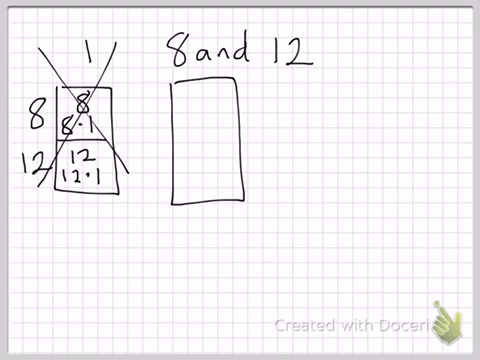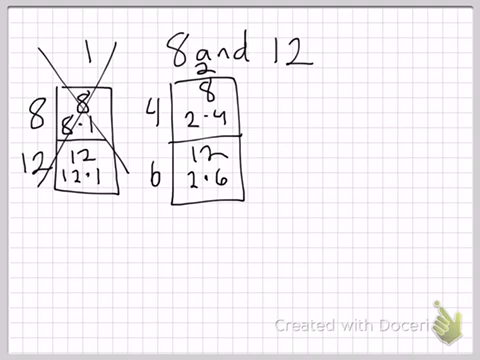So let's start small. 2. 2 will work because I can do 2 times 4, and I can do 2 times 6. So my common factor 2 would go at the top, and my 4 and my 6 would go directly next to their multiples. Okay, so 1 common factor is 2.